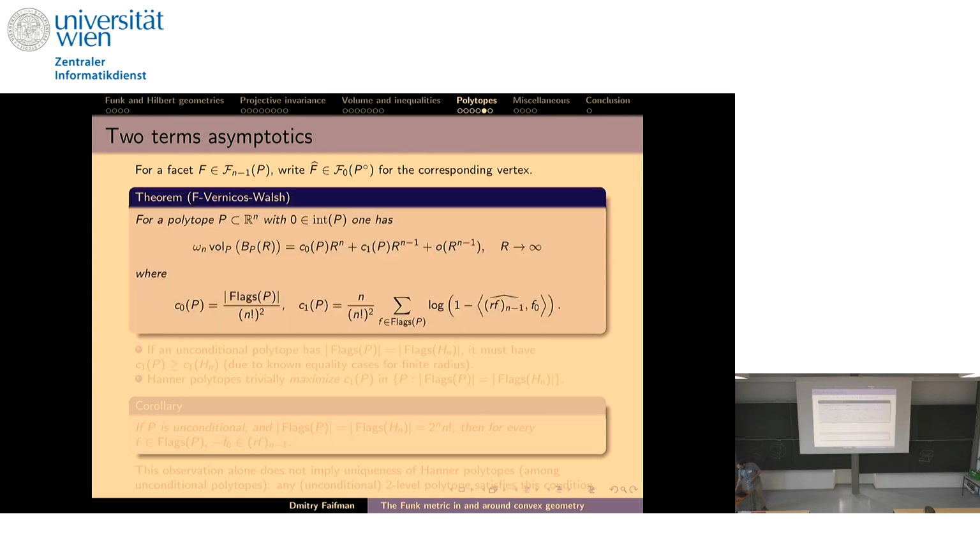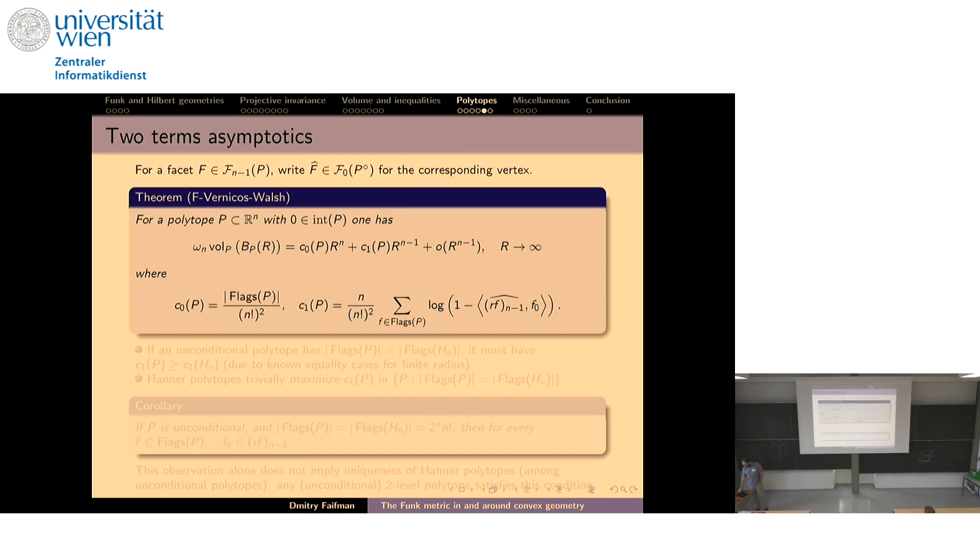And here is the two-term asymptotics. So the first coefficient is the flag number, which we have seen. And the second one sums over all flags of the manifold this expression. So here we have a logarithm. Okay, so this is a flag, and now this pairing here stands for applying this linear functional. So an (n-1)-face in a flag is a vertex in the dual polytope, and then you can pair them. So that's the meaning of this pairing.